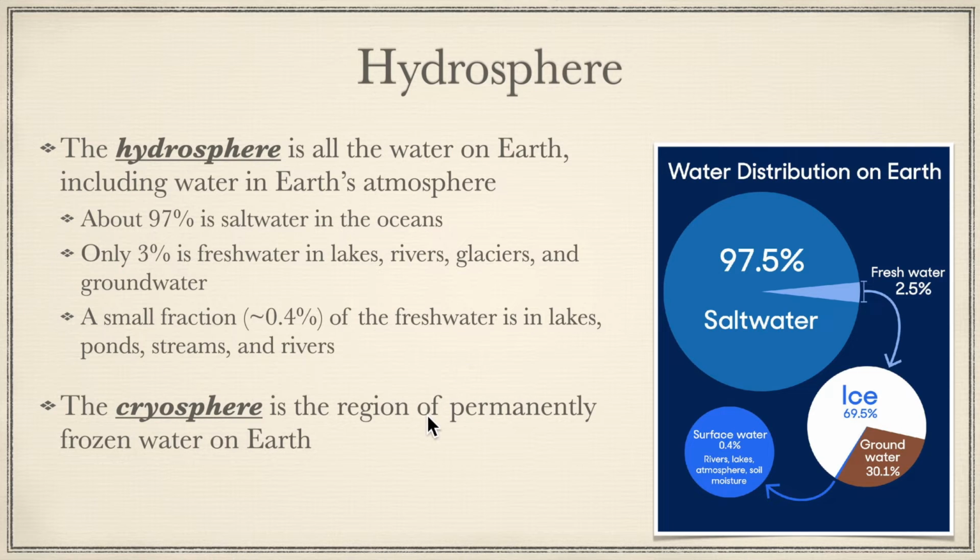But then the cryosphere is the region of permanently frozen water on Earth. So that would be your glaciers, that would be your ice caps, your sea ice and that sort of thing.